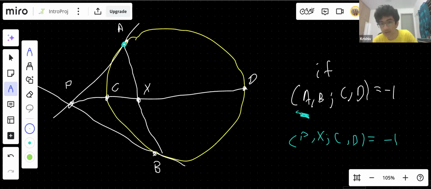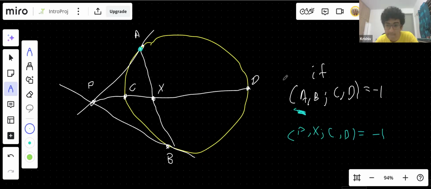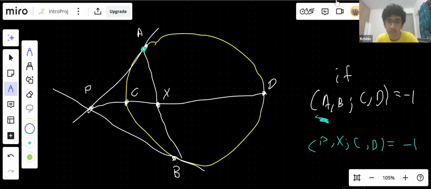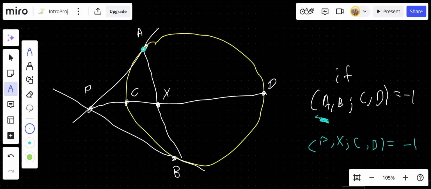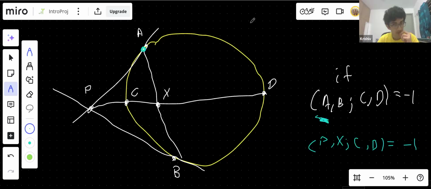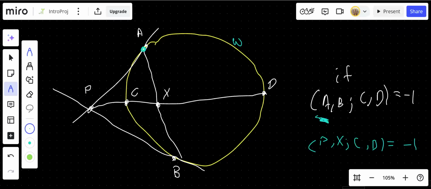But how do you go about showing this? It doesn't seem any simpler, right? So, are most of you familiar with inversion? Yeah, our last class was inversion. Okay, cool. Do you know that X is the inverse of P with respect to this circle omega? Yes, by definition, right?